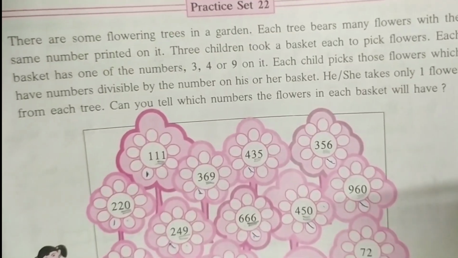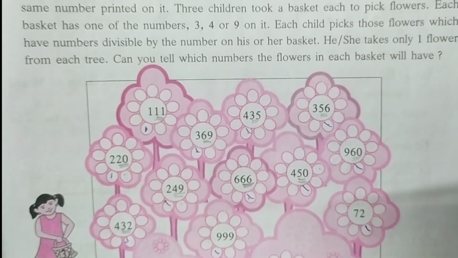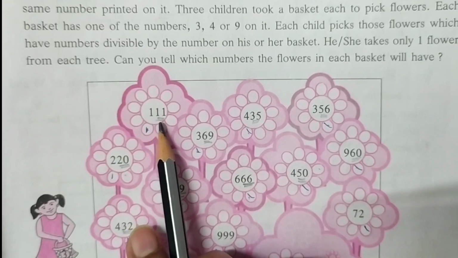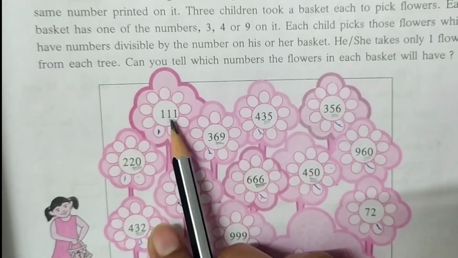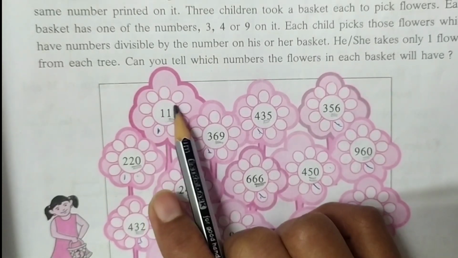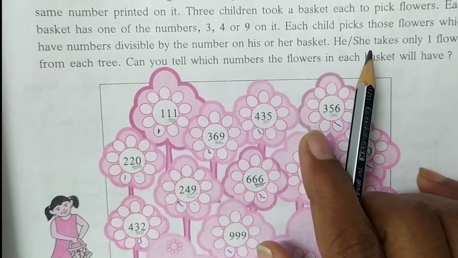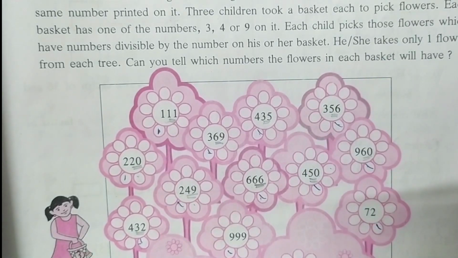The divisibility test of 9 tells us that if the sum of the digits of a number is completely divisible by 9, then the number is divisible by 9. Look here, our first flower tree is 111. The sum of its digits is 3. 3 is not divisible by 9, so we cannot get a flower from this tree.